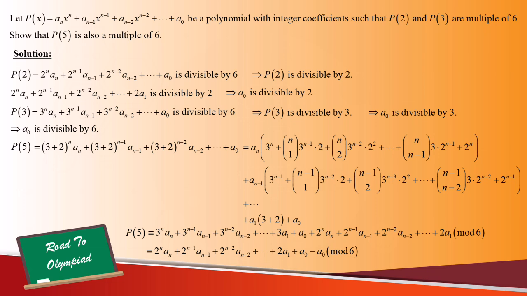But with these extra terms, we notice that the sum of 2^n a_n until a_0 is equal to P(2), which is a multiple of 6. And the difference with a_0, which is also found to be a multiple of 6 just now, must be equal to 0 congruent modulo 6. This concludes that P(5) is a multiple of 6, and this marks the end of our solution.